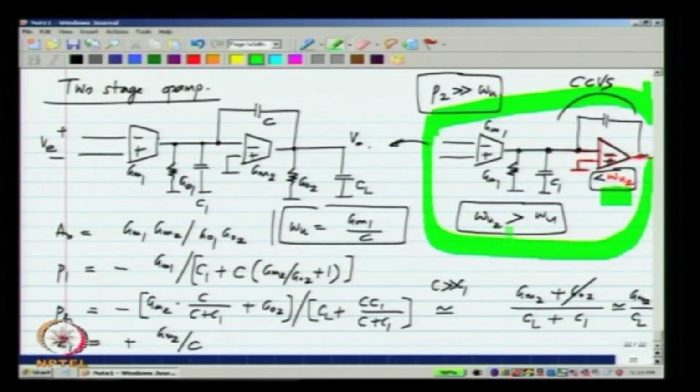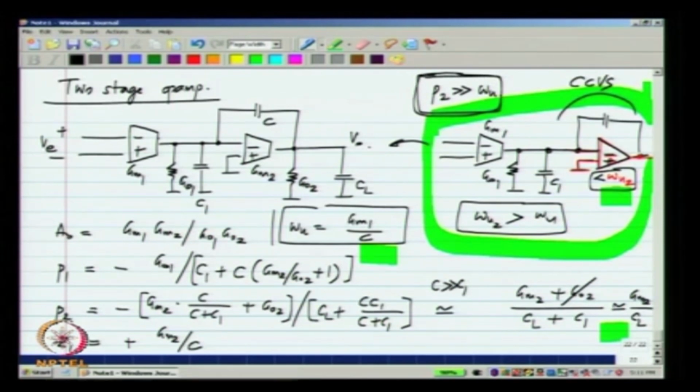Now, what is omega u 2? It is the unity gain frequency of the second op amp and it is GM2 by CL. Clearly, then GM2 by CL has to be much more than the unity gain frequency we are trying to realize, which is GM1 by C. So, this frequency must be much more than GM1 by C, and that is exactly what this condition is saying also. This P2 has to be much more than omega u.